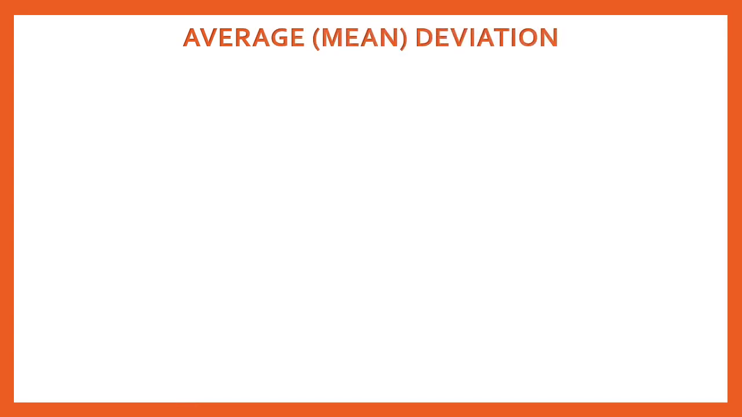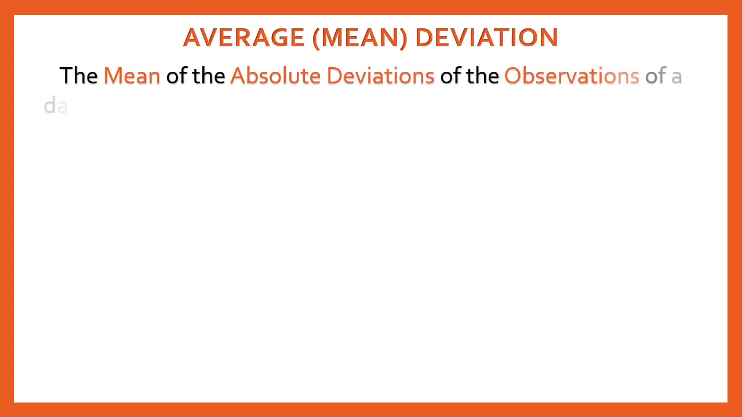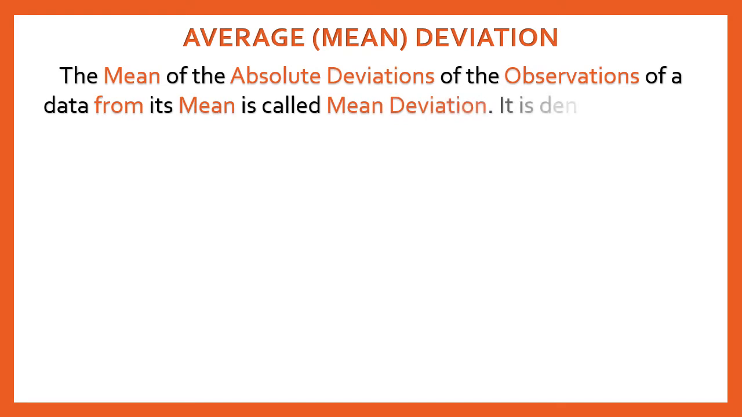Previously, we have completed the quartile deviation and its coefficient, which you can find at the top right corner of your screen. This time, I'm going to start with the average deviation, otherwise known as the mean deviation. Let's see what is its definition. The mean of the absolute deviations of the observations of a data from its mean is called mean deviation. It is denoted by MD.